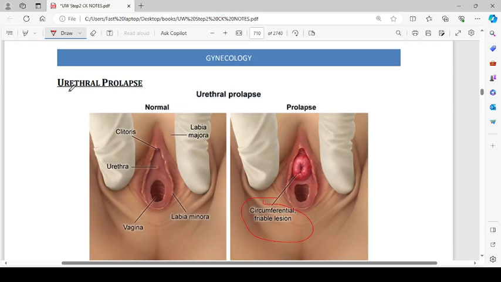Then we have urethral prolapse. So, urethral prolapse: the urethra is prolapsing downwards.